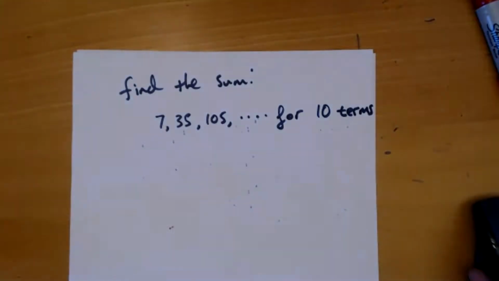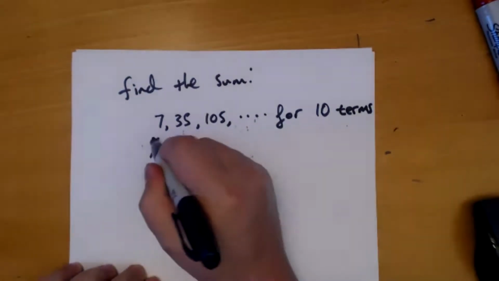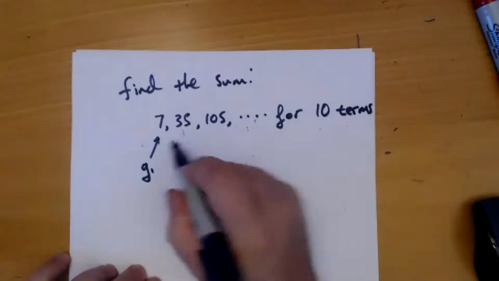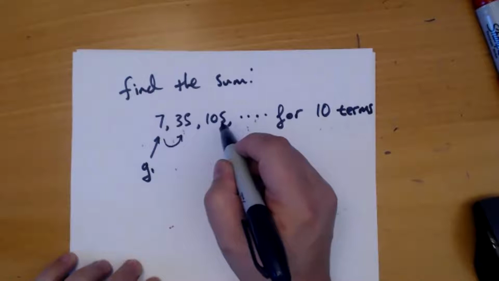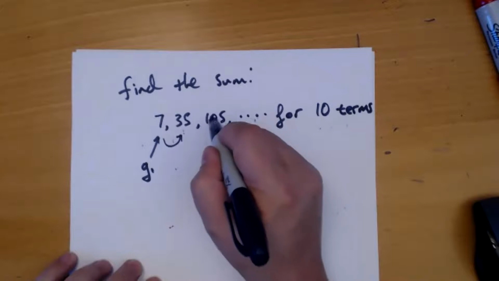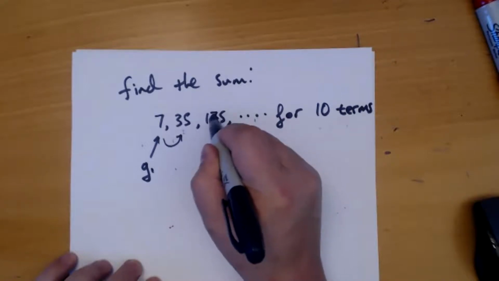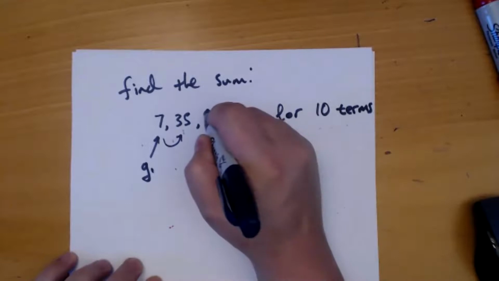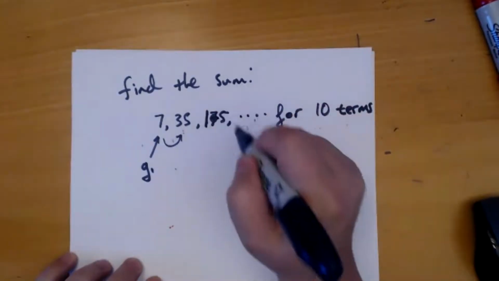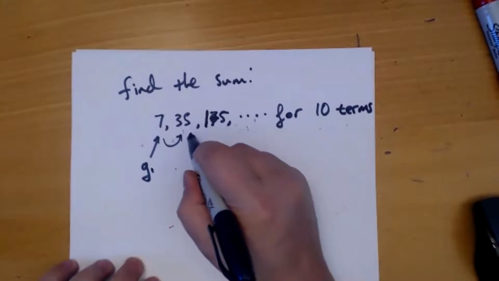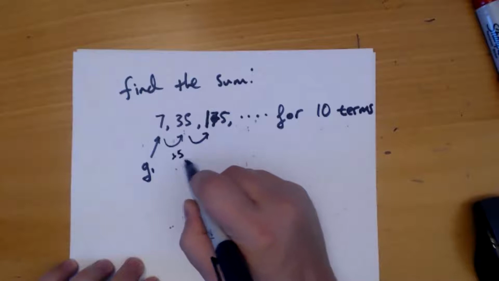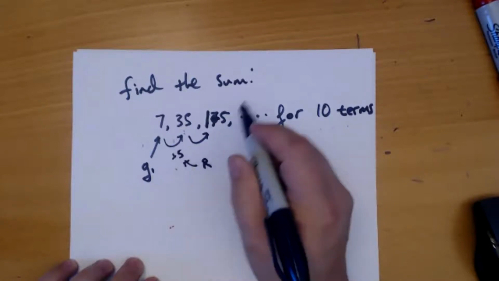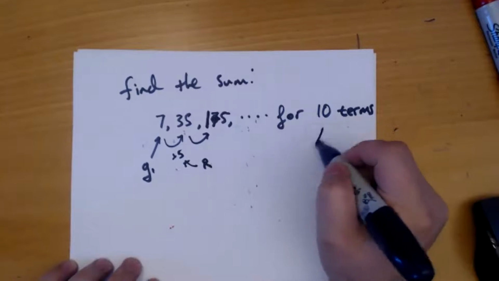So I'll walk through this one. Maybe you can do it on your own. This is my G1. I have to find out what my R is. So dividing successive terms. Okay, wait, did I? 150, 175. Whoops, that's wrong. That's a 7. Oops. So I am multiplying by 5. So that's my R. And 10 is the number of terms.